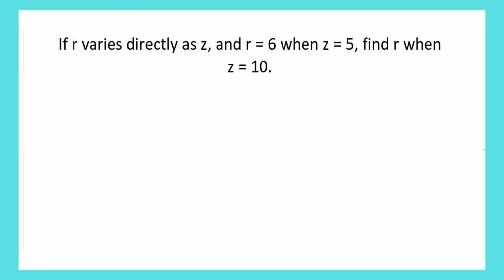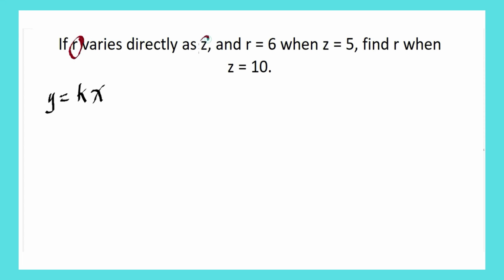All right. So let's solve this problem. If r varies directly as z and r is equal to 6 when z is 5, find r when z is 10. Okay, so we are looking for the value of r. All right. So again, we have a general formula of y is equal to kx. Okay, so you cannot find the variable y there. You cannot find the variable x. All right. So what we can see here are the variables r and z.